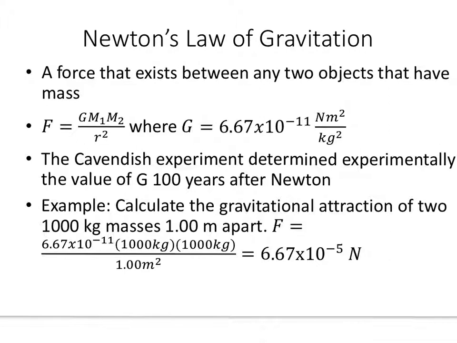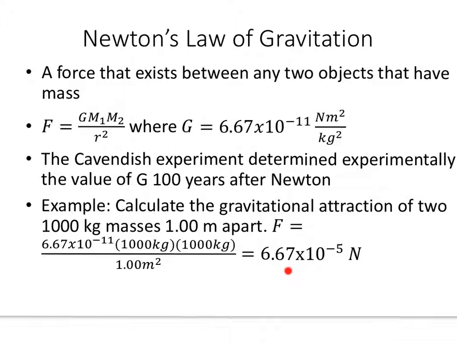Okay, so here's a very simple example. Calculate the gravitational attraction of two 1,000 kilogram masses 1 meter apart. So we just apply this equation up here, and there's the G value. The mass of the one, the mass of the other, they're both 1,000 kilograms, divided by 1 meter squared. And here's the answer.